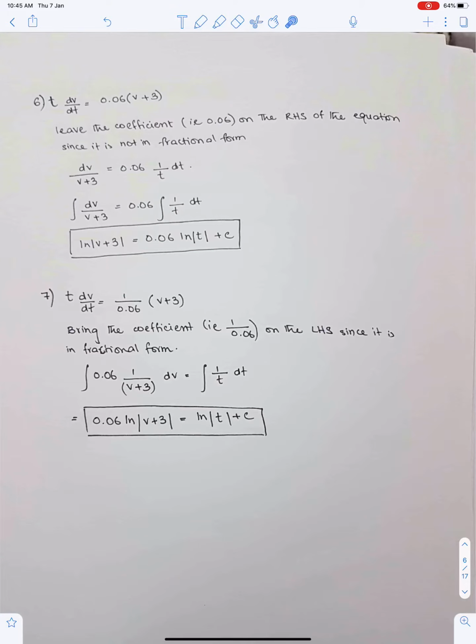Now we have to bring this 0.06 on to the left hand side because this is in fractional form. So by bringing this onto the left hand side with v plus 3, we have 0.06 over 1 upon v plus 3 dv, and this will become 1 upon t dt, and this is the general solution.